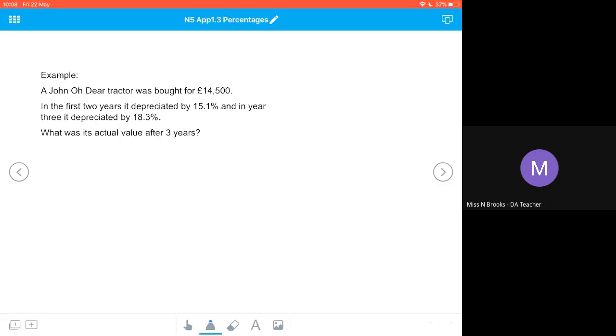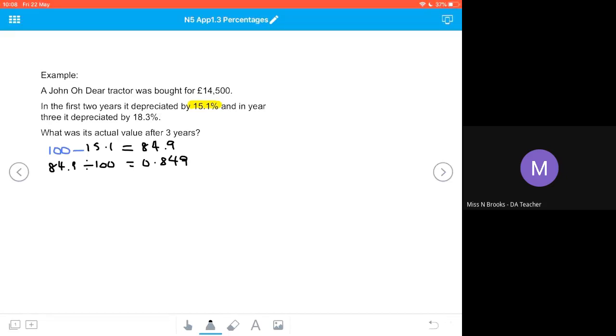So we start with our 100%, and we're going to take away the 15.1% because that is our percentage loss or percentage decrease for the first 2 years. So we take away 15.1, and that gives us 84.9. We divide that by 100 to get our decimal, which is 0.849. Now, if it's a depreciation, our decimal will always start with a 0, because if it was greater than 1, then it would be a percentage increase.